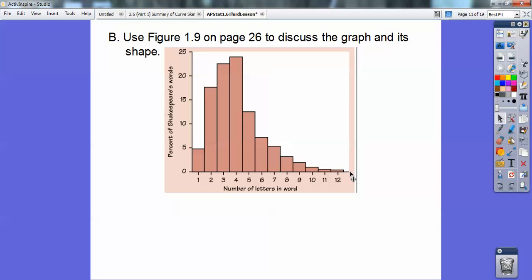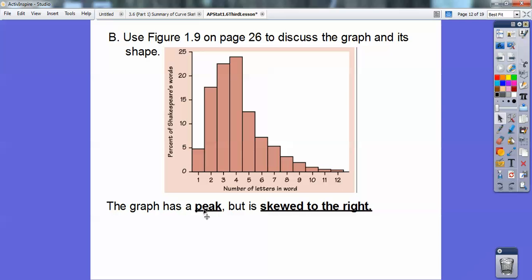Do you think there's a 13-letter word in there? I wouldn't be surprised, you guys, because we're talking about percents. There might be 1 or 2 13-letter words in there, but when you're talking about all the words, it would come out to about 0%. So you wouldn't even have a bar representing the 13-letter words or above. Okay, so here's what we'd say.